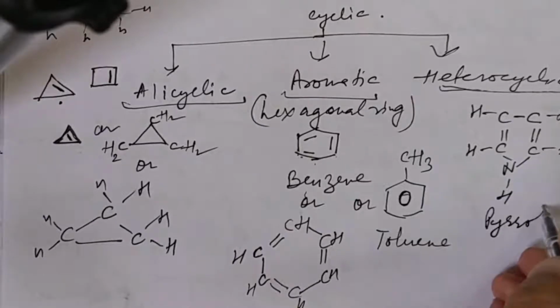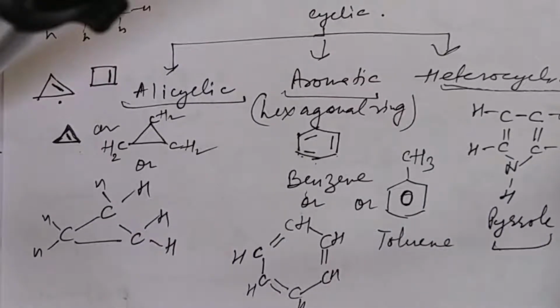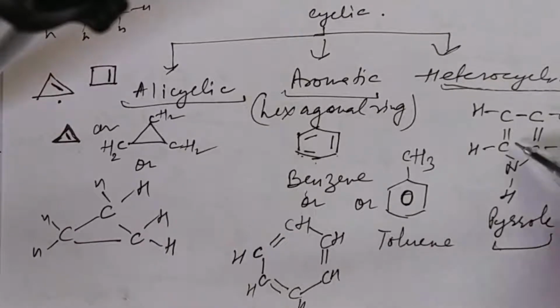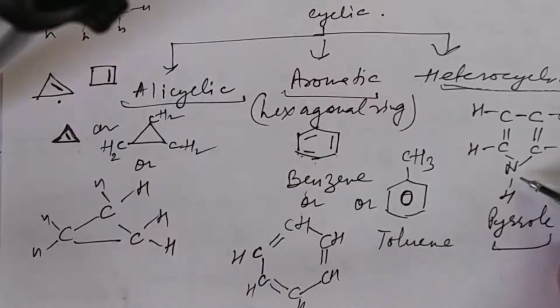And this is called pyrrole. This is the IUPAC name of this heterocyclic compound. It is heterocyclic because there is a chain of carbon atoms in which, besides carbon, there is another atom also, which is why we call it a heteroatom. Heteroatoms may be present there, like oxygen or sulfur. If we write oxygen here, then it is called furan. If we write sulfur here, then we call it thiophene.